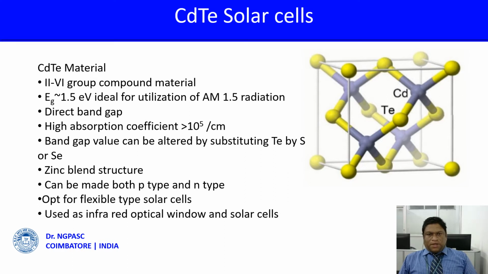Since it is a compound material, this is a direct band gap material, and it has a very high absorption coefficient greater than 10^5 centimeter inverse. The band gap value can be altered by substituting the tellurium material, and it has a zinc blende structure, which is a covalent bond structure like silicon. We can make cadmium telluride both as P-type material as well as N-type material by changing the stoichiometry contents. It is optimum for flexible type solar cells, because it's a thin film technology. We can use this material for flexible type solar cells, and it is also used for infrared optical windows and similar purposes.